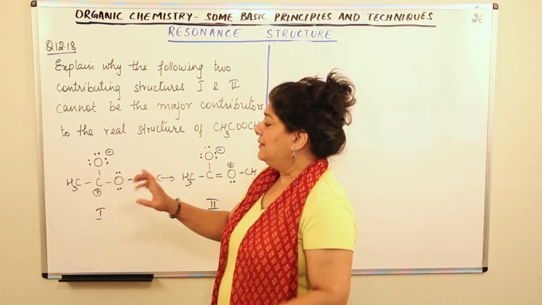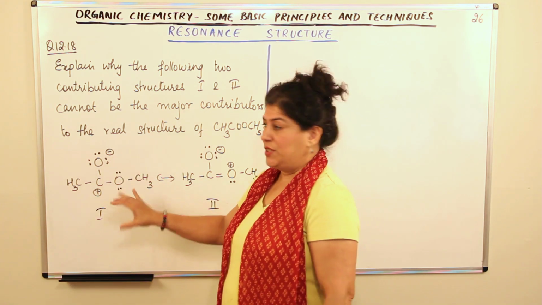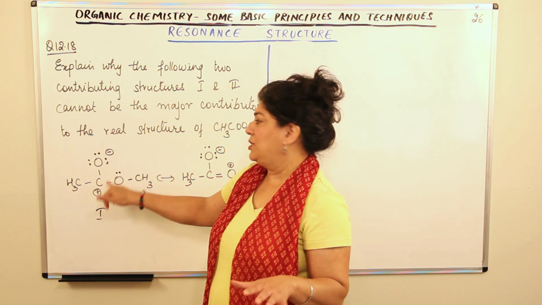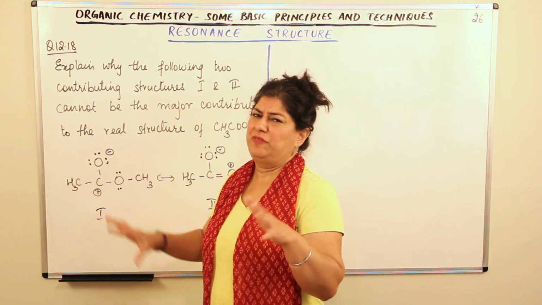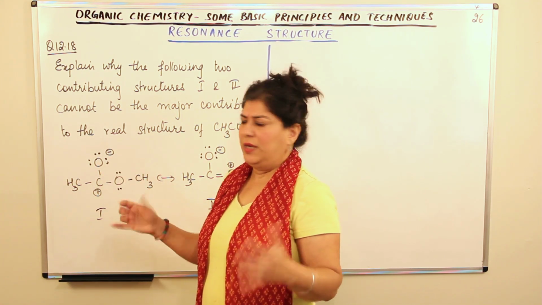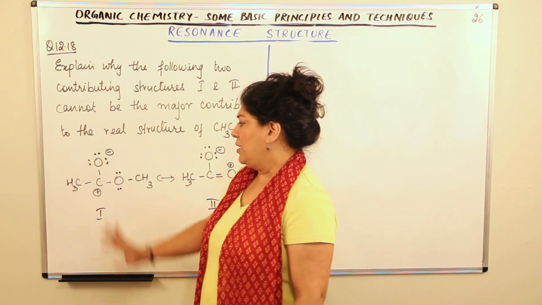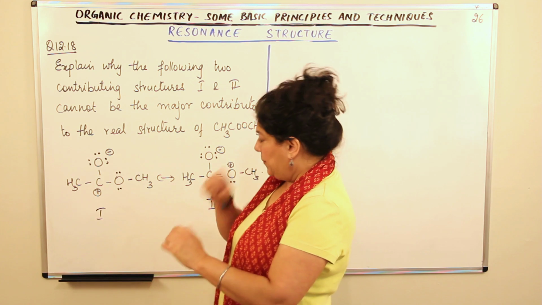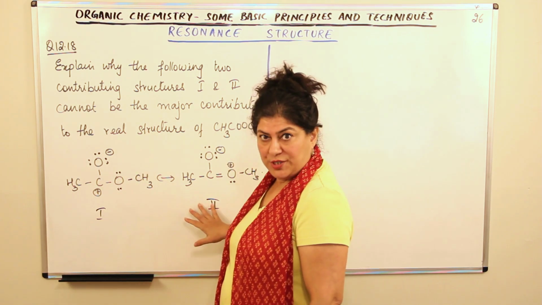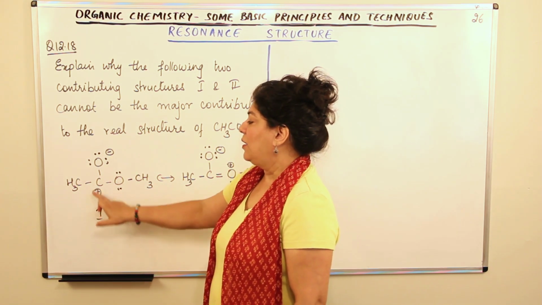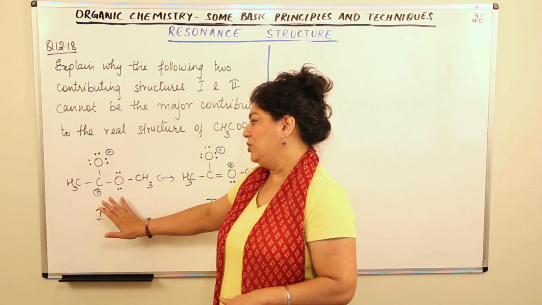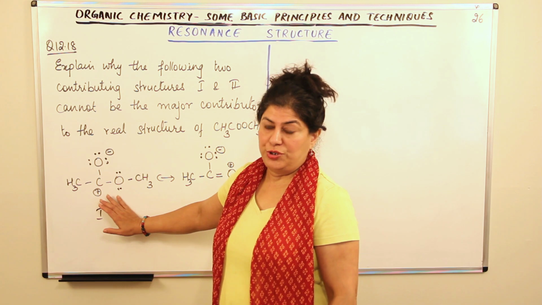Then the negative and positive charge separation, if it is there, it is between oxygen and carbon. Carbon is more electropositive and oxygen is more electronegative. Therefore, on this point it is okay that oxygen has negative charge, carbon has positive charge, so this is not the main point. So what is the main point here? That it has less number of covalent bonds than this, and second is that this carbon has a sextet of electrons, its octet is not completed, therefore this is not the major contributor.